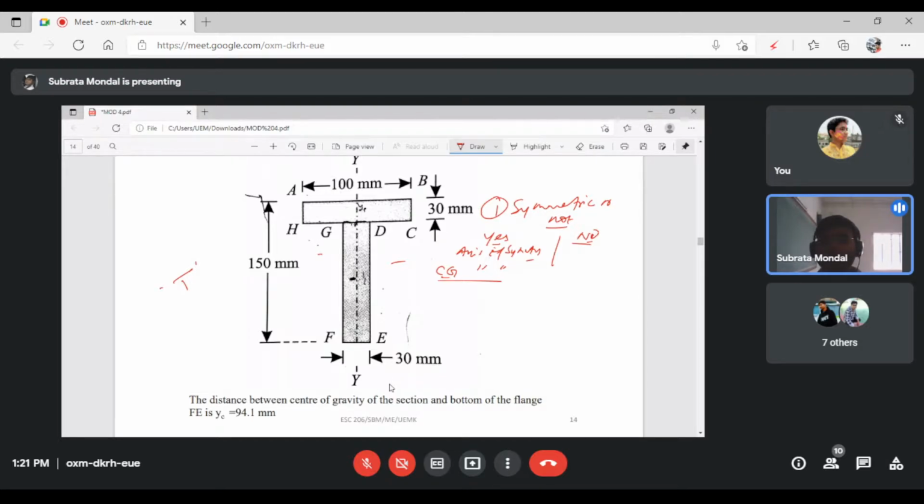Okay, so how can you judge which will be the axis of symmetry? You simply divide this particular section from the middle of this object, then you will find two mirror images, this side and this side. If you bisect this figure along the y-axis from the middle of this object, that means it's symmetric to the y-axis.